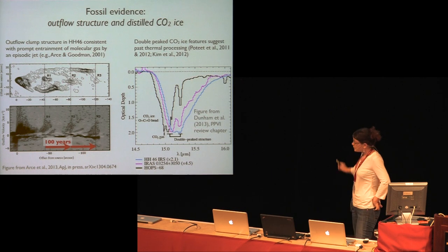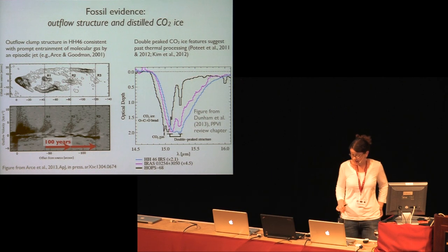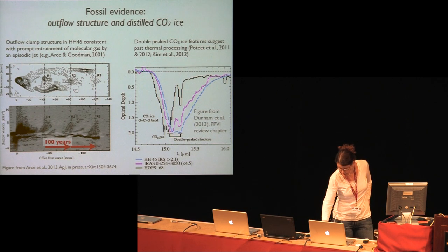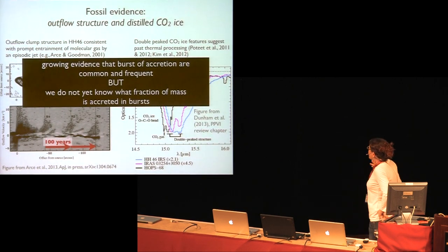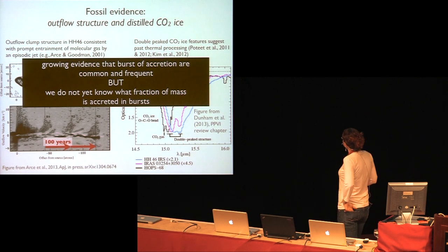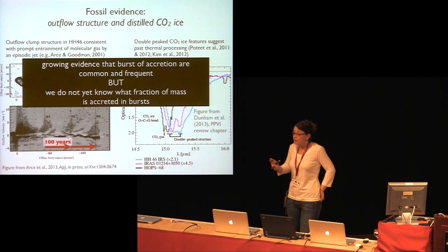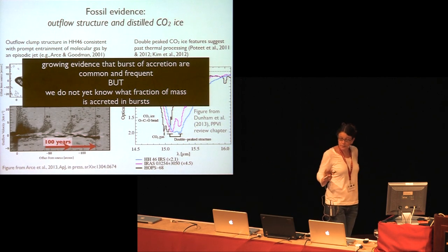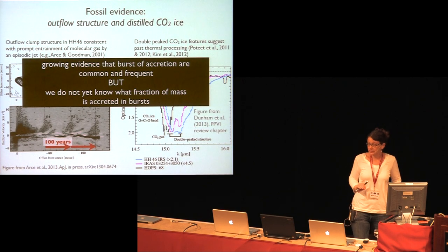black spectrum shows HOP 68, which has a particularly large fraction of CO2 ice. So there's growing evidence that bursts of accretion are common, but we don't know what fraction of the final mass of the protostar is actually accreted in these bursts.